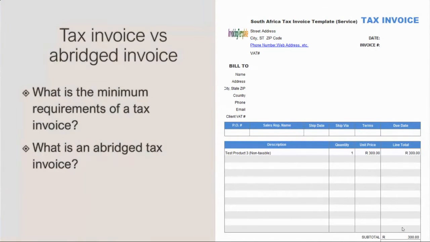Okay, so Daniel said the name of the buyer and the seller. Okay, that's correct. But Daniel, remember, not only the name of the buyer and the seller, there's other information that also needs to appear on it. Who can tell me what other information do we need to show on a tax invoice? What's some other items that need to appear on there?